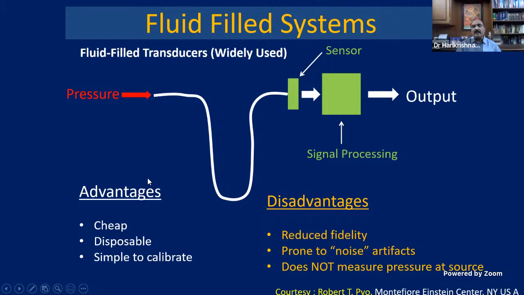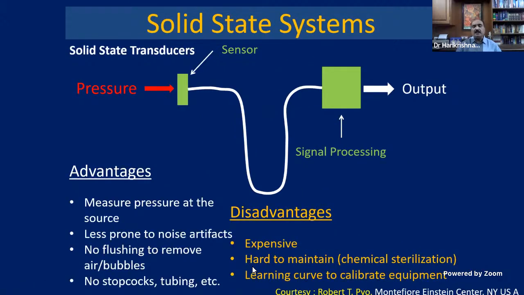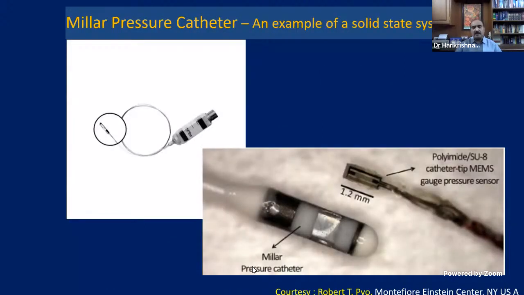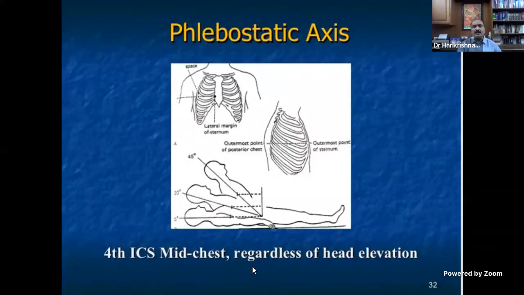The advantage is that this is very cheap and disposable. The disadvantages are reduced fidelity, proneness to noise artifacts, and that it does not measure the pressure at source, because you are measuring the pressure at a distance from the position of the sensor. There are solid state systems where the sensor measures the pressure directly at that point. For example, the FFR wire is an example of a solid state pressure system, and another example is the Millar pressure catheter, which is not frequently used.